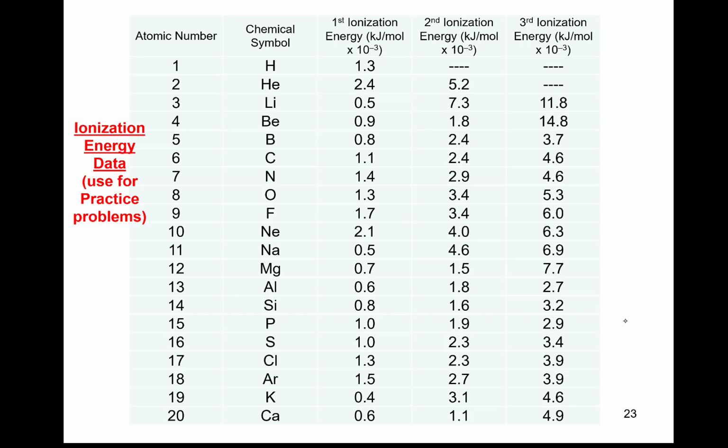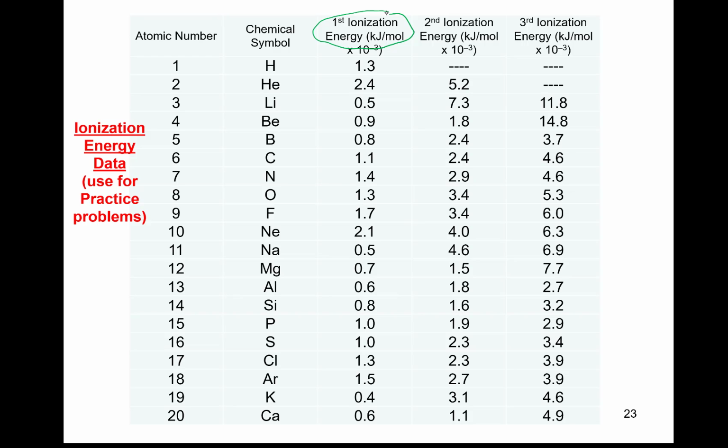All right, so you might need some of these numbers on this table for your practice problems, so please refer to this table when you're doing them. Let's just look at the atomic numbers in the first column. We've got atomic numbers 1 through 20, and then their symbols. Let's look at some patterns here based on what we talked about so far. We've got our first ionization energy, the amount of energy required to remove the first electron.